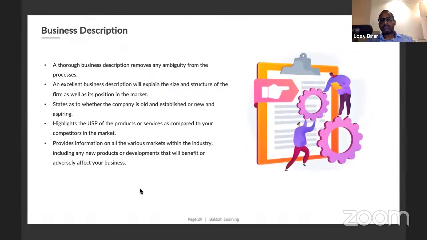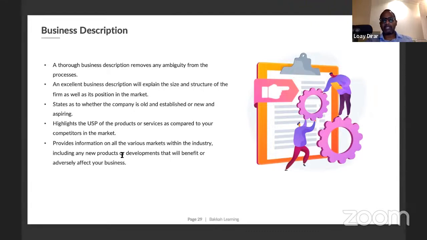Business description: you need to clearly give a description about your business. A thorough business description removes any ambiguity from the process. So you need to clearly describe which kind of areas or industries you're going to invest in. An excellent business description will describe and explain the size and structure of the firm, as well as its position in the market.